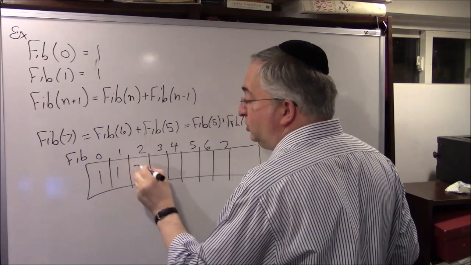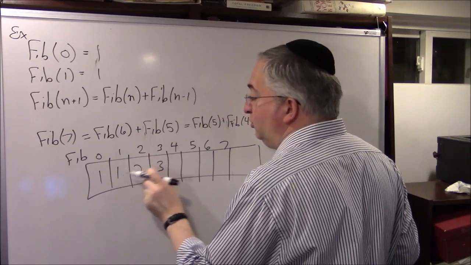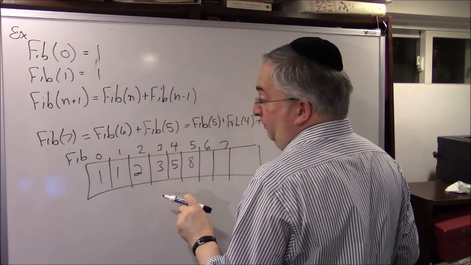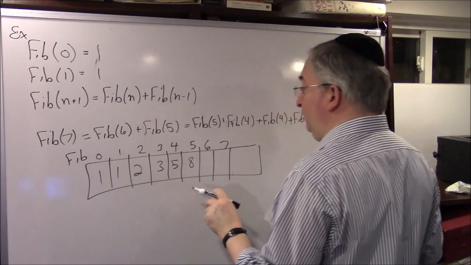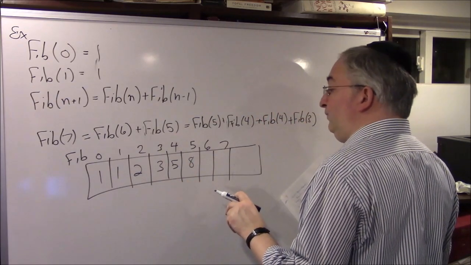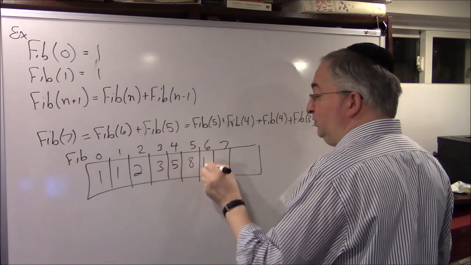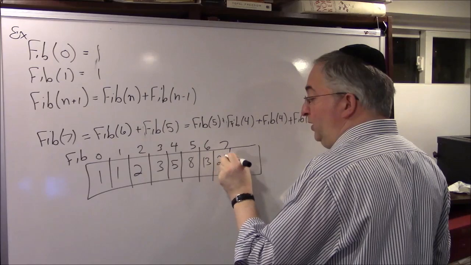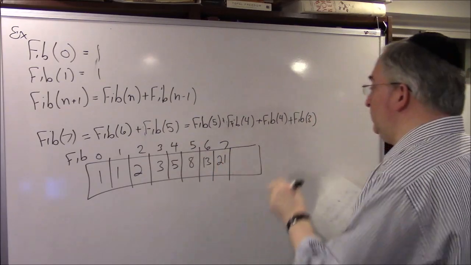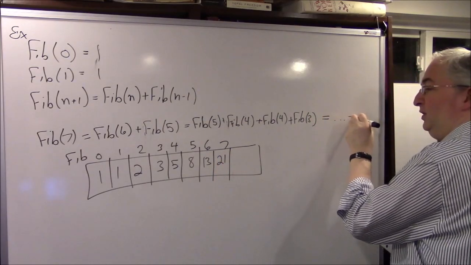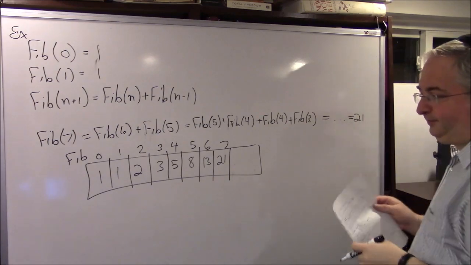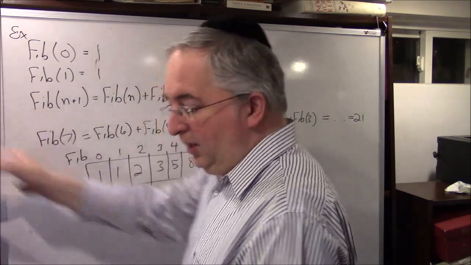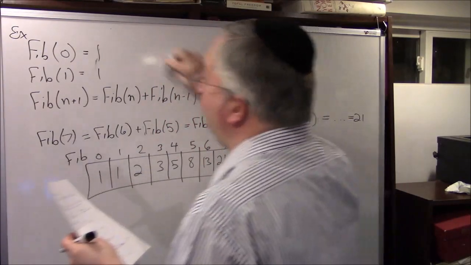1 plus 1 is 2. 1 plus 2 is 3. 2 plus 3 is 5. 3 plus 5 is 8. 5 plus 8 is 13. 8 plus 13 is 21. So if you work this all out, you'd get 21. Okay, great. So that's another nice example. Let's do another example.